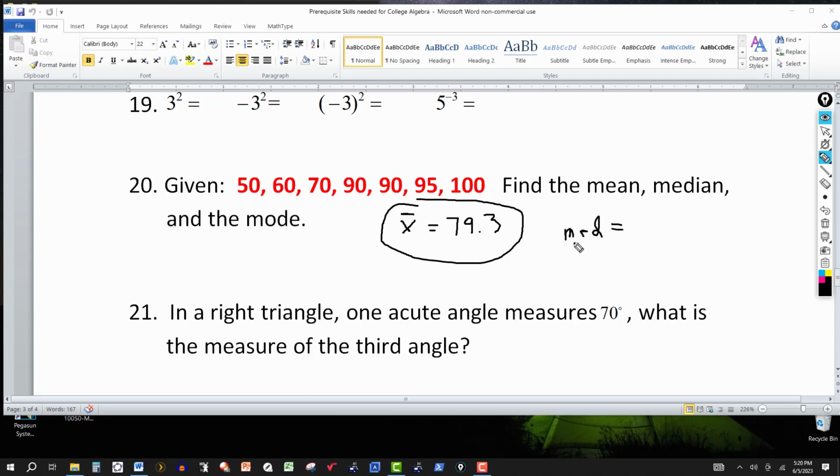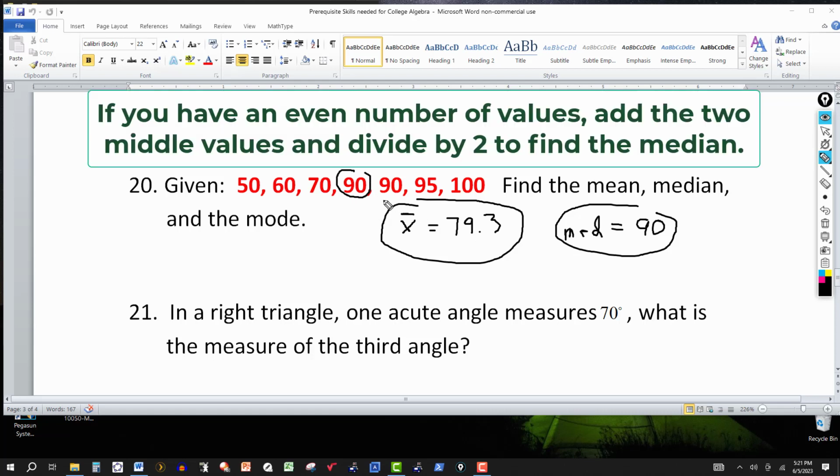Now the median is the middle value. Always make sure they're in descending order or ascending order. So in this case I have it in ascending order: 50, 60, 70, 90, 90, 95, and 100. Since I have an odd number of values, I take the middle one, right there. I have 3 values above and 3 values below. You just take the middle one. So the median value is 90. Now if you have an even number, let's say I had 8 values instead of 7, then you would take the middle 2 and divide by 2 to get the median.